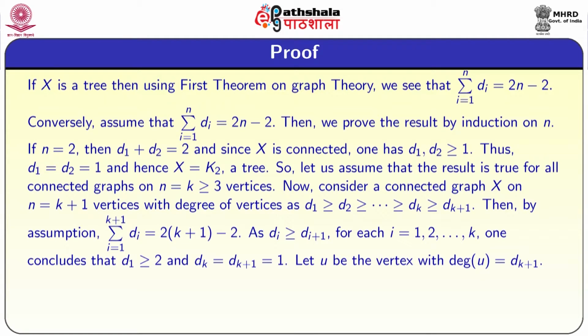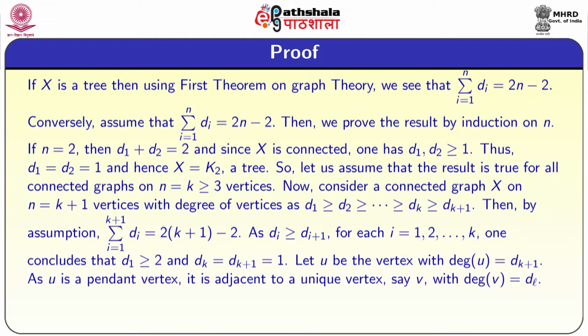As di is greater than or equal to di plus 1 for each i equal to 1, 2, 3 and so on up to k, one concludes that d1 is greater than or equal to 2 and dk plus 1 has to be 1. It is because every tree has at least 2 vertices of degree 1, 2 pendant vertices. So, let u be a vertex with degree of u equal to dk plus 1. As u is a pendant vertex, it is adjacent to a unique vertex v with the degree of v equal to dl.